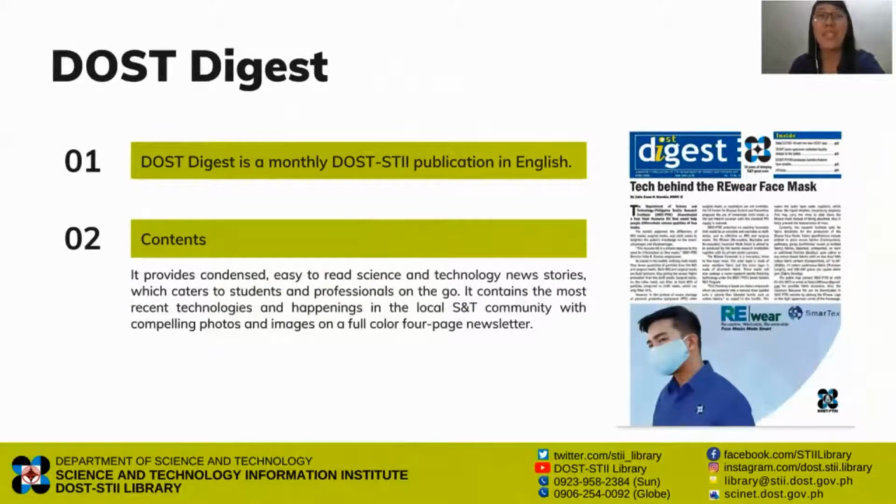Next, we have the DOST Digest. So this is a monthly DOST-STII publication. So what's inside DOST Digest? If you are looking for condensed and easy to read science and technology news stories, DOST Digest is the one for you. So DOST Digest contains the most recent technologies and happenings in the local SNT community with compelling photos and images in a full color 4-page newsletter. So if you are a student or professional on the go, DOST Digest is the one for you.